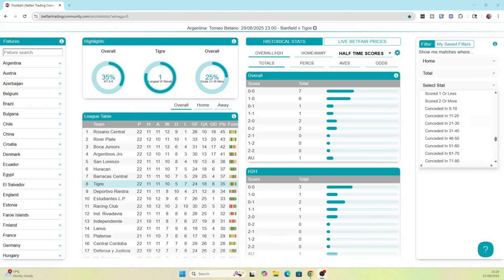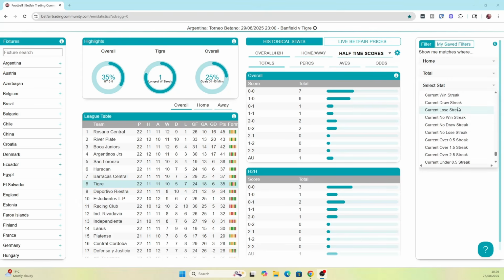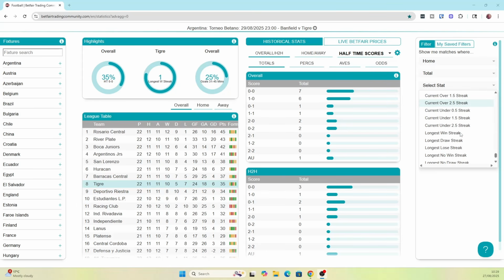Now, with totals, you also get win streaks. So you could look at what streak this team is on, how many games have they won in a row, trying to find teams that are on winning streaks, drawing streaks, losing streaks, etc. Looking at teams that are on streaks of scoring goals or having goals in their matches as well, which I find quite an interesting one for me as mainly a goals trader.